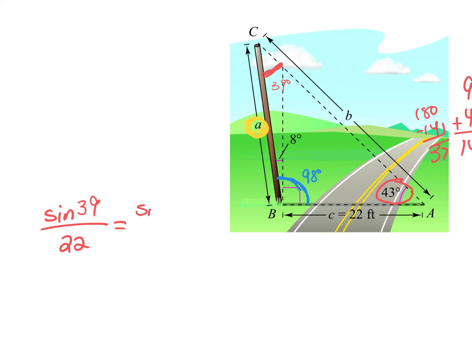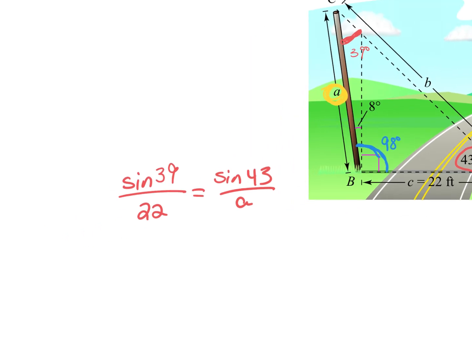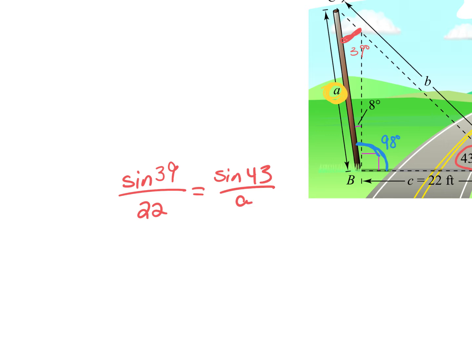Sine 43, good, over A, because I don't know what A is, and that's what I'm trying to figure out. Did they ask me to find C? No, but I knew I had to because I need an angle and its corresponding side in order to use the law of sines. So now, guys, we just cross multiply.